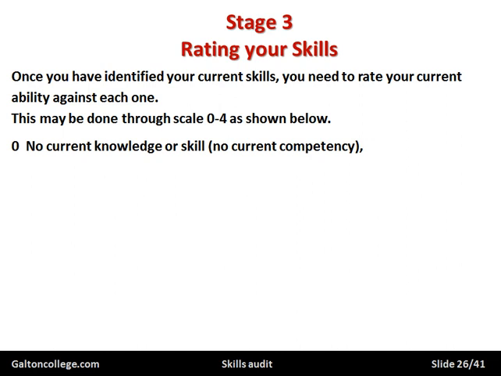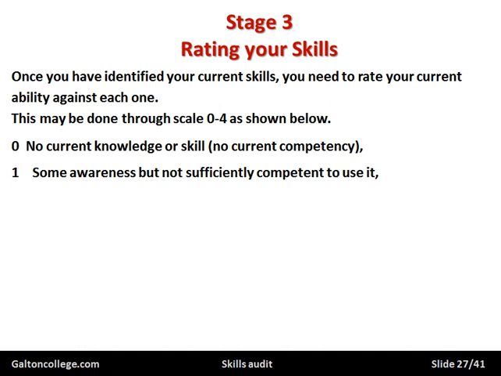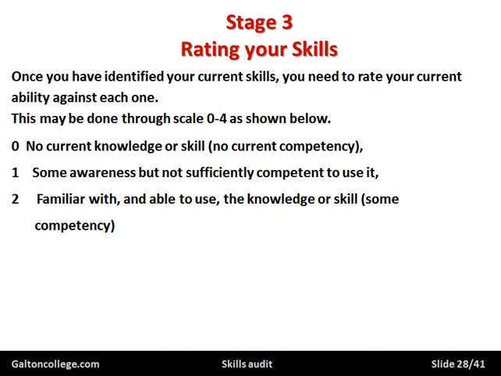So 0, for example, as I said earlier, would be no knowledge whatever. 1, there's some awareness, but not sufficiently competent to use it. So just some awareness of the issue or of the skill, but can't use the skill. 2 would be familiar with and able to use the knowledge or skill. So 2, the person can use this skill, whatever the skill is.